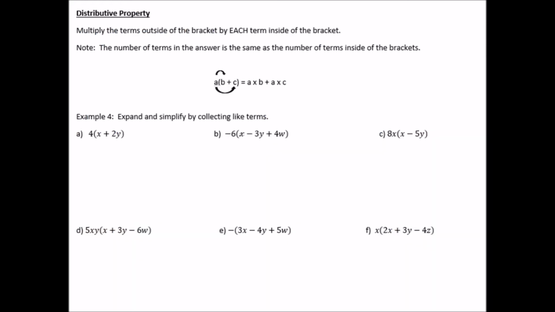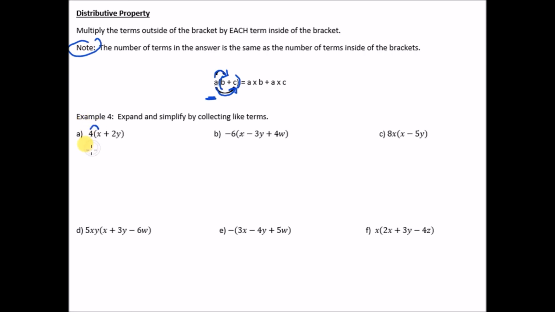Okay, now we're going to review distributive property. So for distributive property, we're going to get a monomial outside of a binomial. So the binomial, of course, has 2 terms, right? And we want to multiply every single term by a. So a is going to multiply by b, and a is going to be multiplied by c. So we multiply a by every single term in the brackets. And just to note, the number of terms in our answer is going to be the number of terms in the bracket. So, for example, 4, let's expand and simplify by collecting like terms, okay?